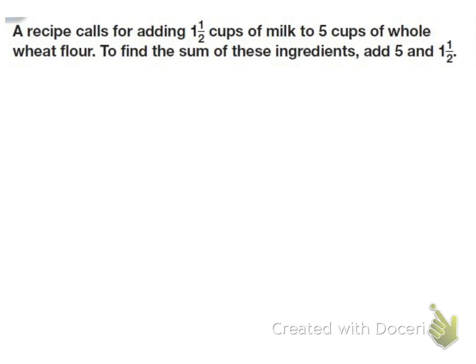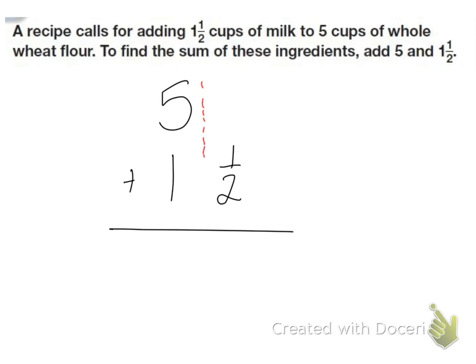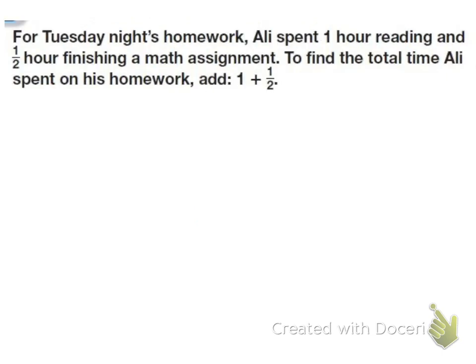Okay, so we do 5 plus 1 1/2. All right, so remember, we add whole numbers together and fractions. So we're going to divide this problem into half. So I end up having no fraction plus 1/2. Well, nothing plus 1/2 equals 1/2. And then 5 plus 1 is 6. So my answer is going to be 6 and 1/2. All right, next problem.